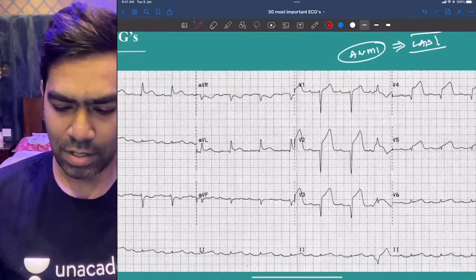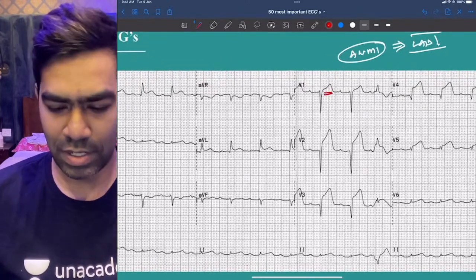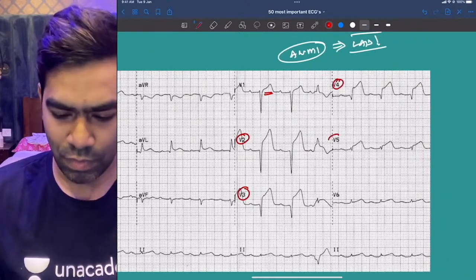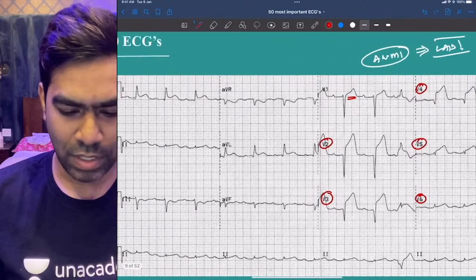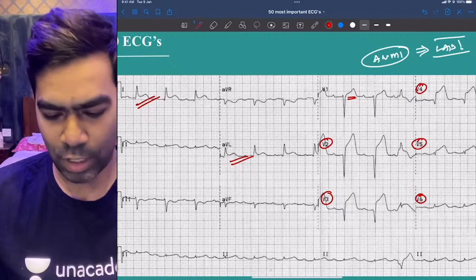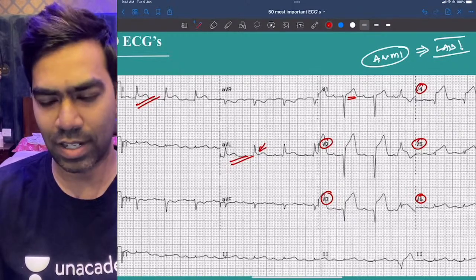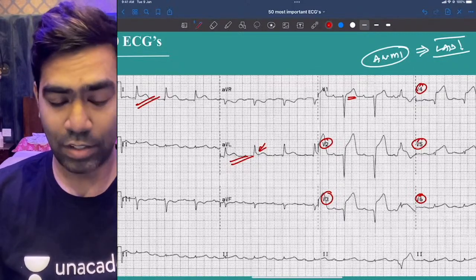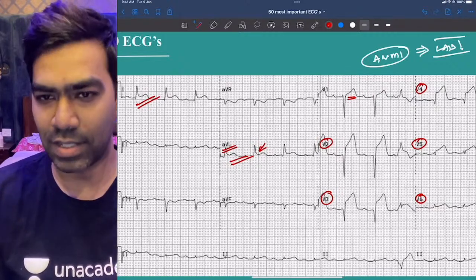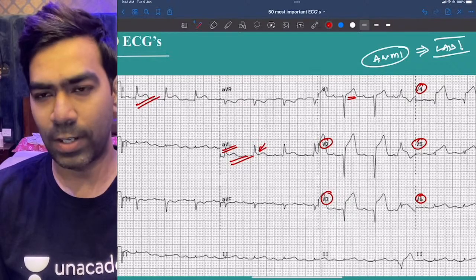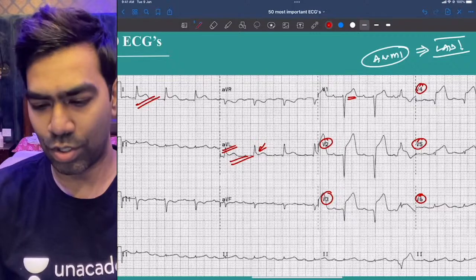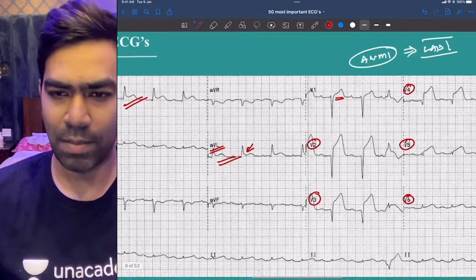What I'm seeing here, maybe in V1 you're seeing a little bit of ST elevation, but definitely you're seeing a lot of ST elevation in V2, V3, V4, V5, even a little bit in V6. Even lead 1 is showing a little bit, and lead aVL, even though according to the criteria lead aVL is not showing significant ST elevation. But I know in the context of my clinical picture, this ST elevation is also going to be very significant, and definitely this patient is having an anterior wall MI, which is probably due to LAD occlusion. So usually in this condition your LAD will be the culprit artery.